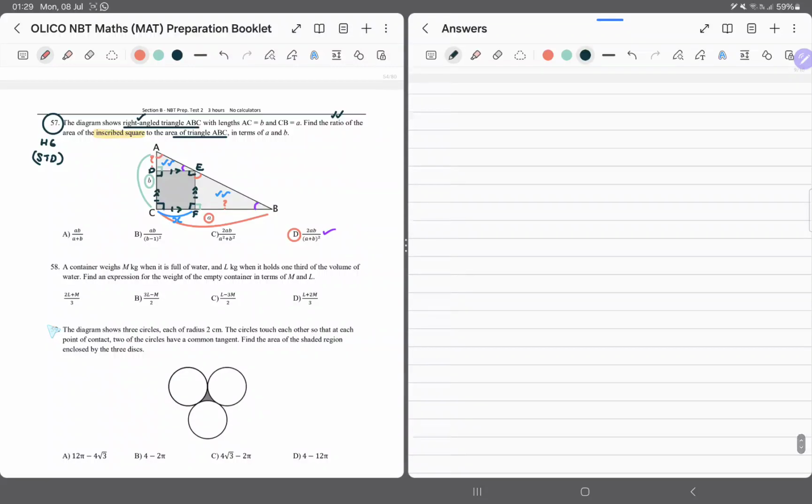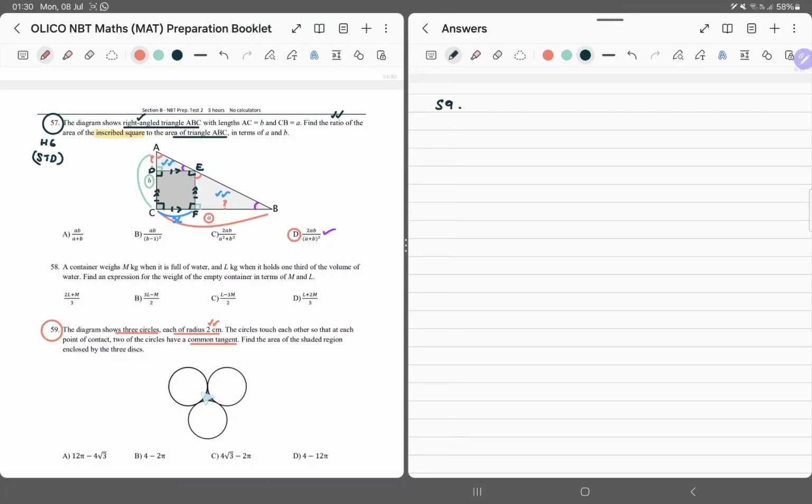So let's have a look at this 59. I think this is also a good question. So let's look at this one, question 59. So in here, what are we given? The diagram shows 3 circles, okay, each with a radius of 2 centimeters. So this is important. Now the circles touch each other so that at each point of contact, 2 of the circles have a common tangent. This is another key information.